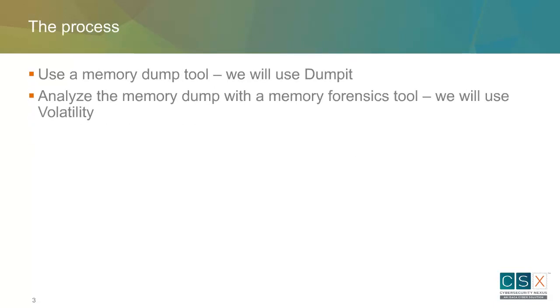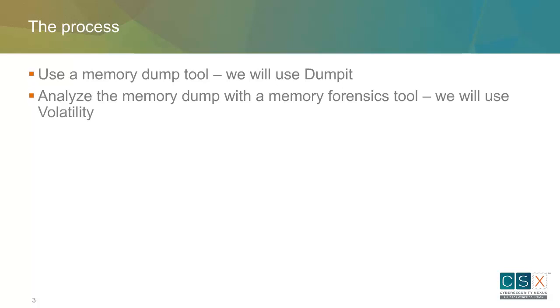Now, the way that we do it, we follow a process of first using a dump tool like Dumpit, which is what we'll use in this course, to take a memory dump, or we could do a live investigation of memory as well. But in our case, we'll take a dump, and then with another tool called Volatility, we will analyze that memory dump to see if we can find anything in there that is of significance.